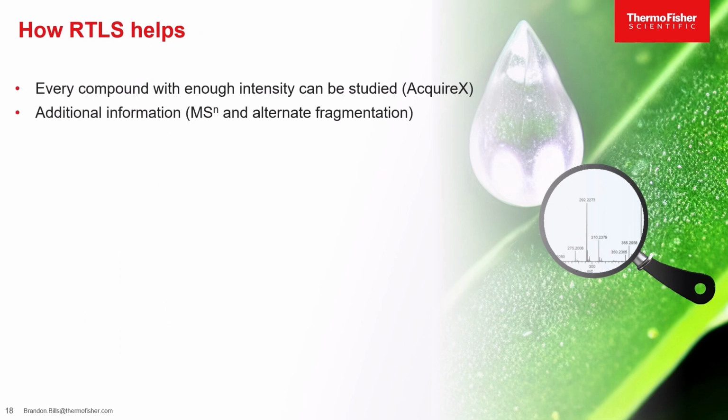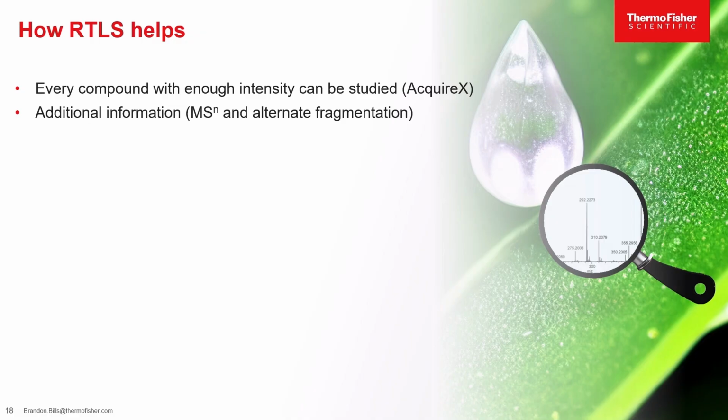So how does this help a researcher? We know that every compound with enough intensity can be studied. Like with AcquireX, we can inject it multiple times and collect data. This data can include additional information like MSn and alternate fragmentation. We can make a very rich and expansive data set depending on how much sample and time we have.